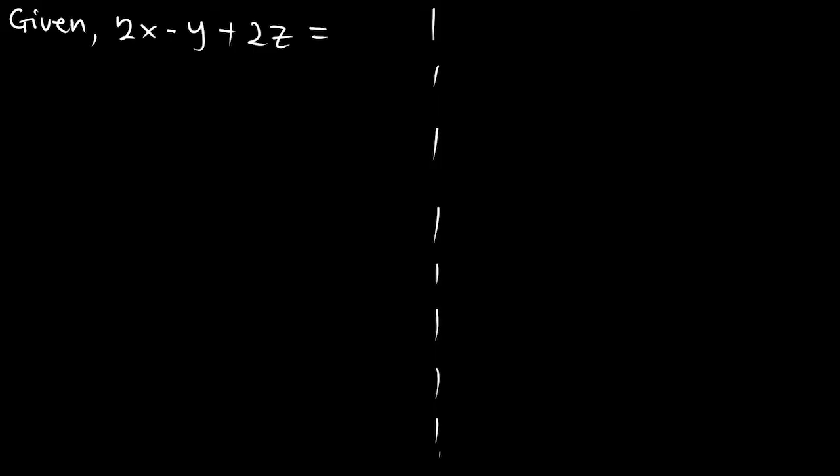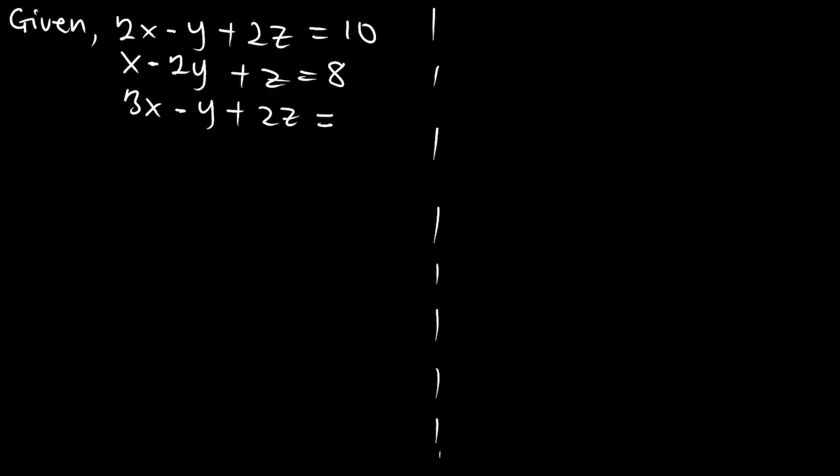So let's say we are given some system of equations. Say given equation 1, 2x minus y plus 2z equal to 10. And we have equation 2, x minus 2y plus z equals 8. And our equation 3 is going to be 3x minus y plus 2z equal to 11. And we are to solve this using the Gaussian elimination method. Pay attention to the method.